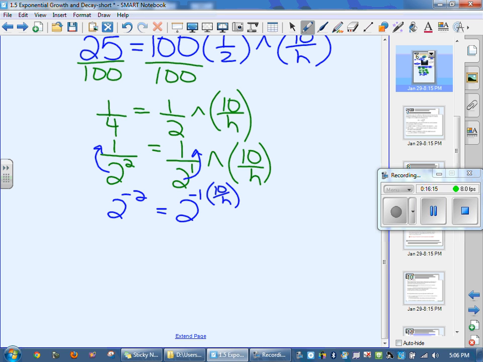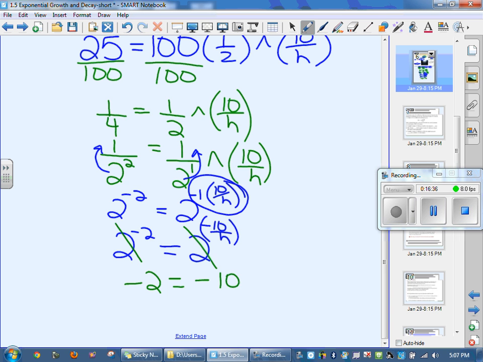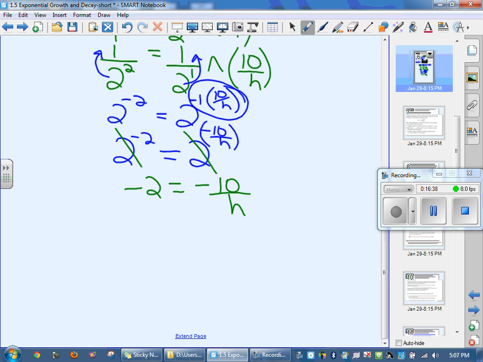Our right-hand side, we're going to multiply that exponent. We're going to get 2 to the negative 10 over h. Okay? Now, we can drop our bases because we all have the same base of base 2. So I get negative 2 is equal to negative 10 over h. Now I'm back to solving normal equations. How do you get the h off the bottom? You multiply it to both sides.